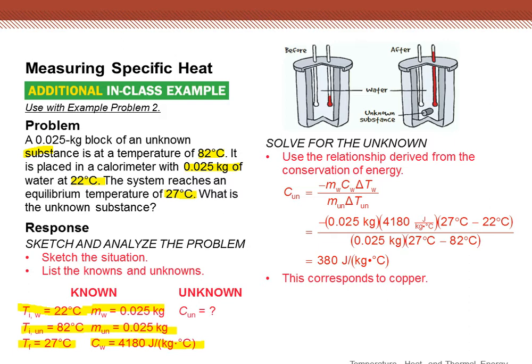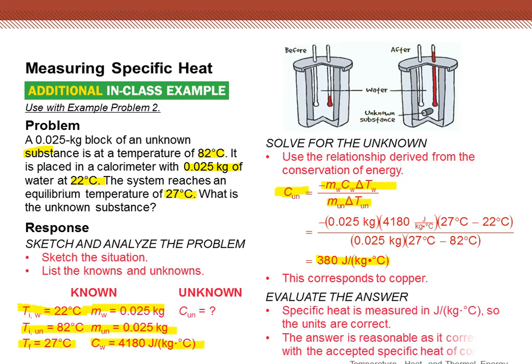And so we solve for the c here by dividing the heat of the water by the mass of the unknown object times its temperature difference. We plug in all of our numbers and we get 380 joules per kilogram degrees Celsius. And so this corresponds with copper. If we look up in a table, we can see that this is the specific heat of copper, so this is what the unknown object is.